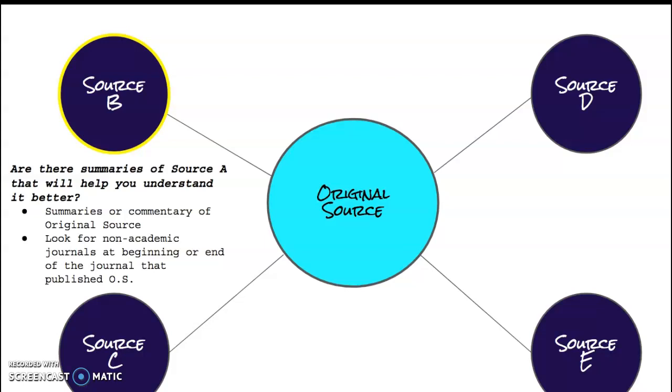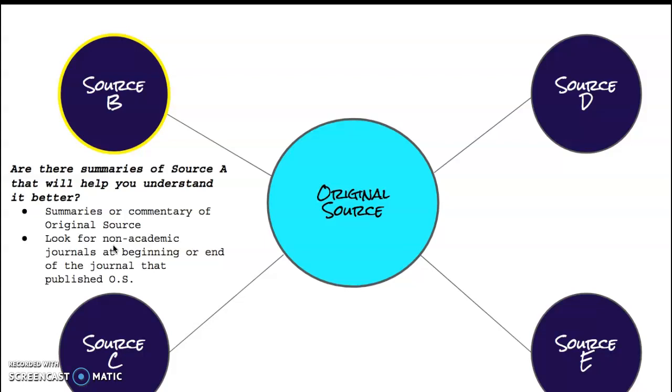Look for non-academic journals to see if you can find something where this summary has taken place. And that could be a second source, a second great source for you after you find this original source. Okay, so there's one strategy to stretch it out.